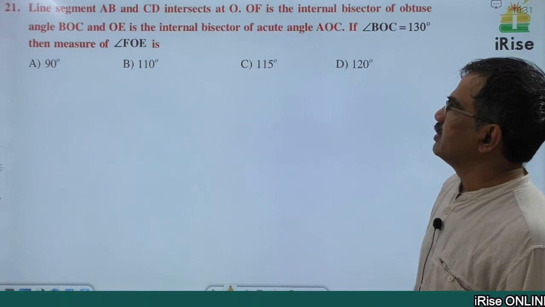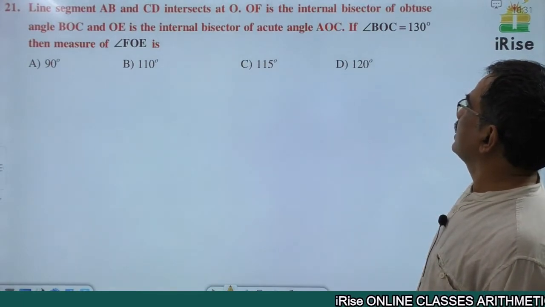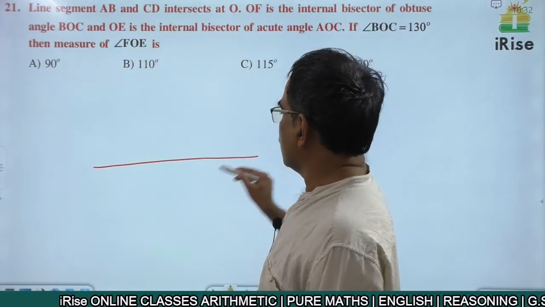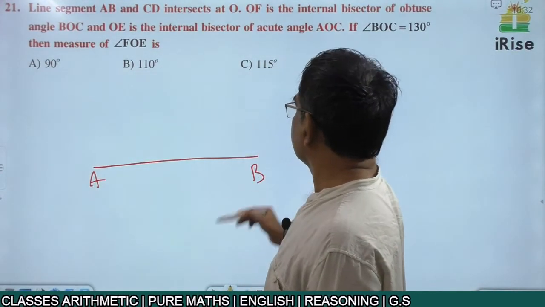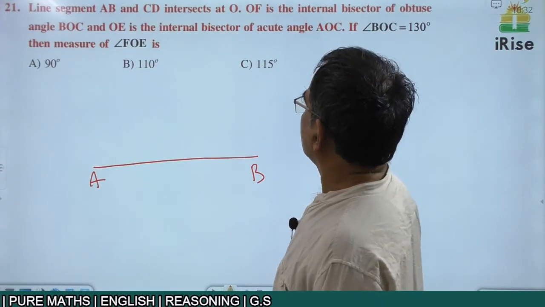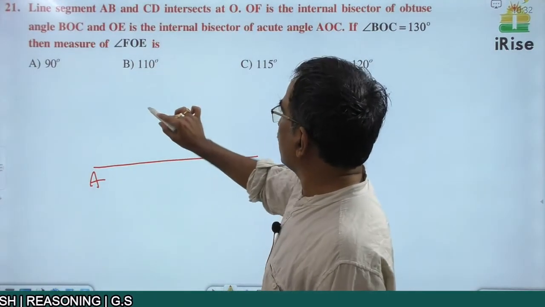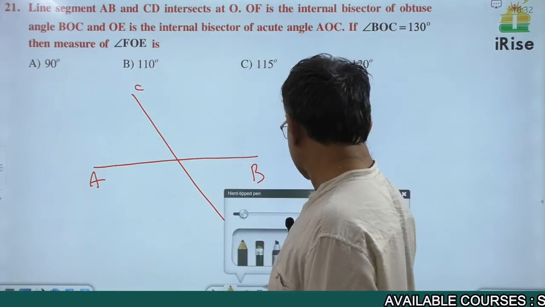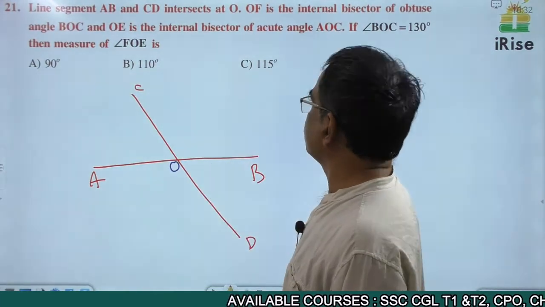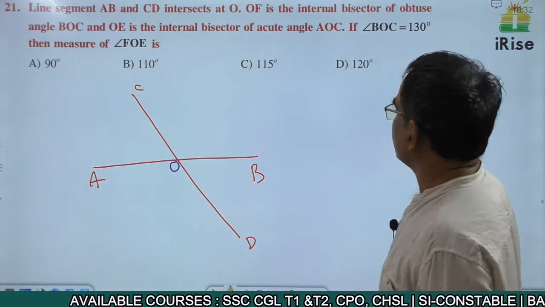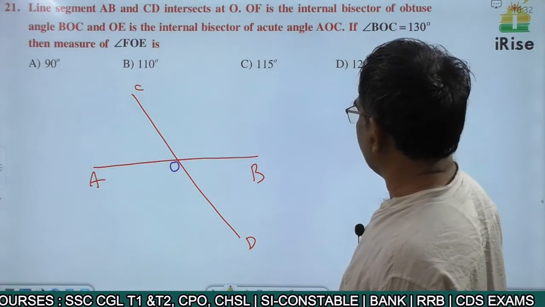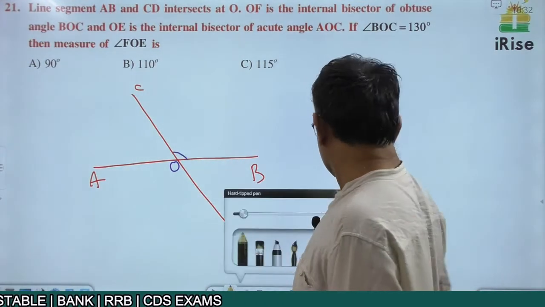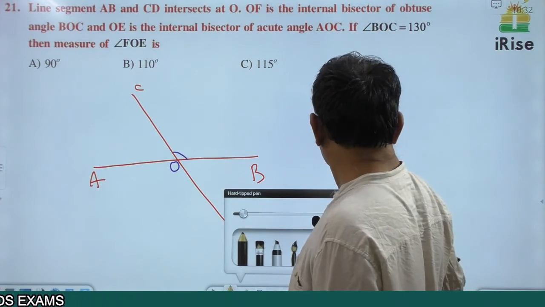A line segment AB and CD intersect at O. See here, this is a line segment AB. This is one more line CD. They intersect at O. This point is O. OF is the internal bisector of obtuse angle BOC. This is the internal bisector of obtuse angle.